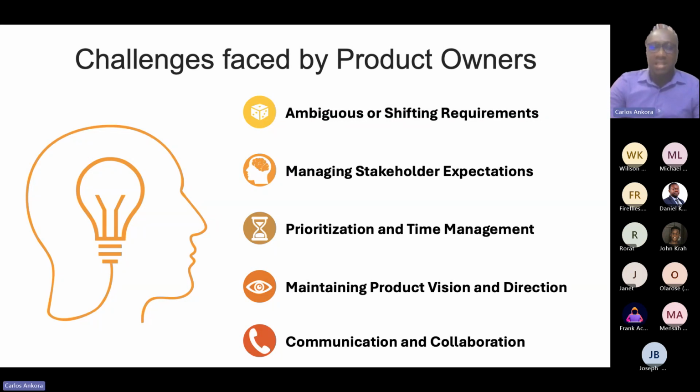Now, the last of the challenges is communication and collaboration. I'd say that effective communication and collaboration are essential for product owners to convey requirements, provide feedback, and foster a shared understanding within the development team. So overcoming communication barriers and ensuring transparency across stakeholders can be challenging, particularly in distributed or cross-functional teams.